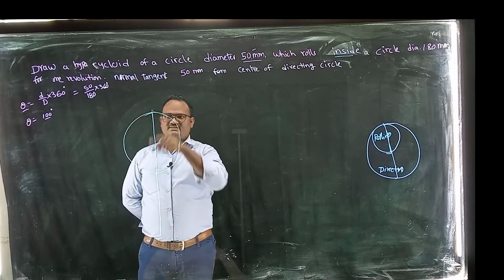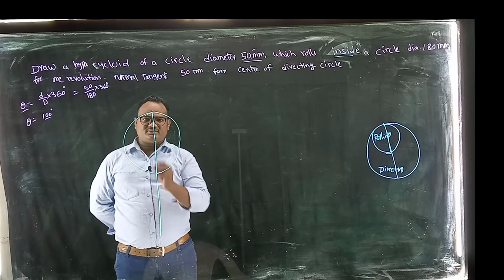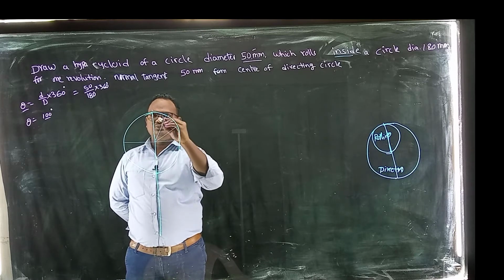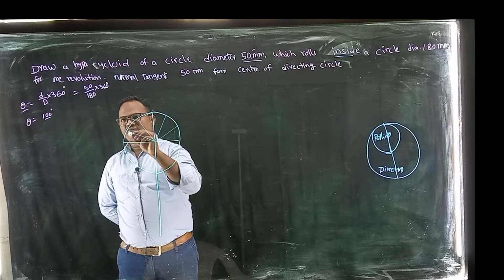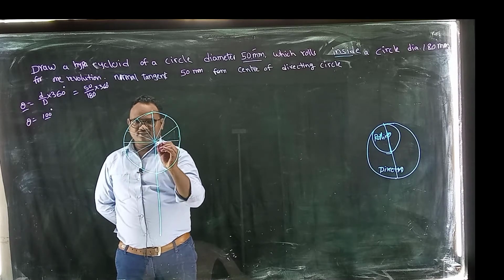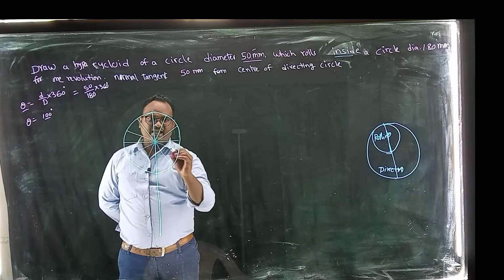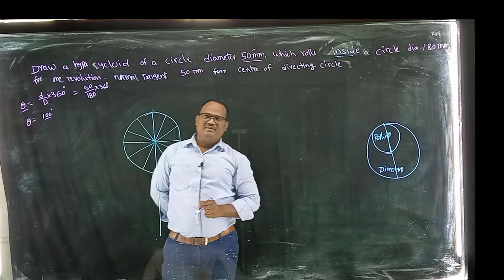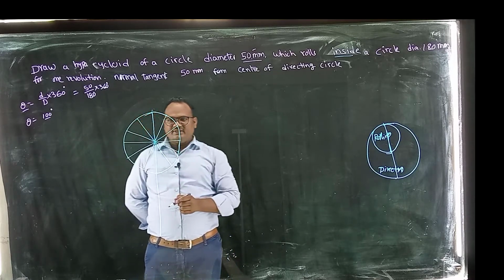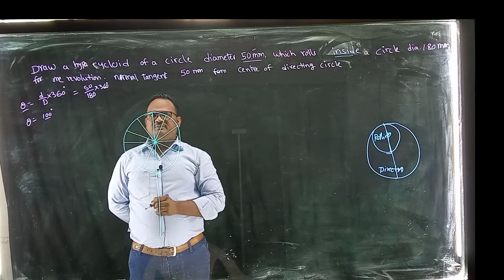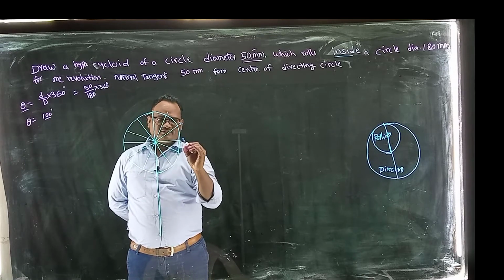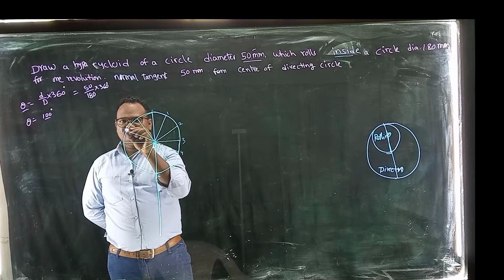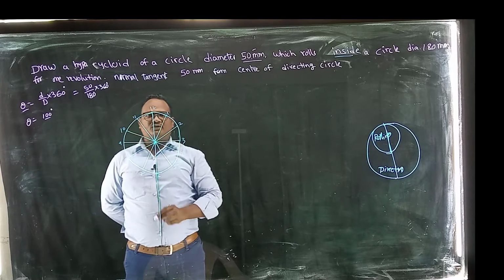Divide this circle into 12 equal parts, same as the previous one. 1, 2, 3, 4, 5, 6. Like this, with a difference of 30 degrees of inclination, you have to divide the circle into 12 equal parts. These are the 12 points, or pitch points: 1, 2, 3, 4, 5, 6, 7, 8, 9, 10, 11, 12.